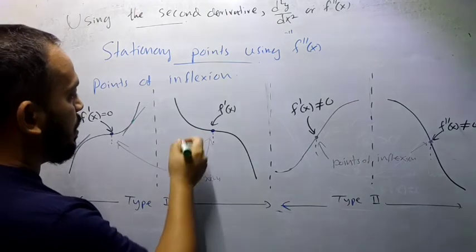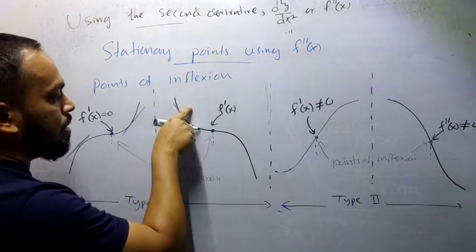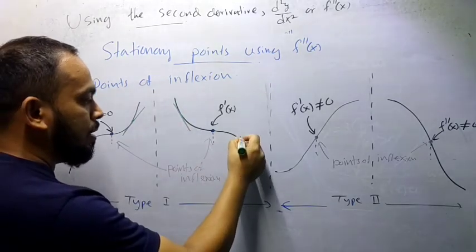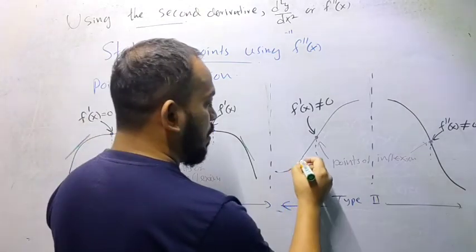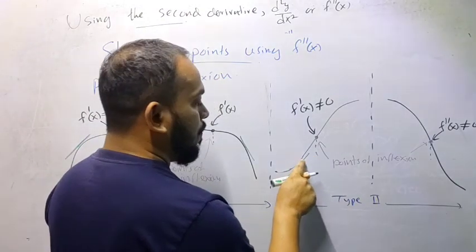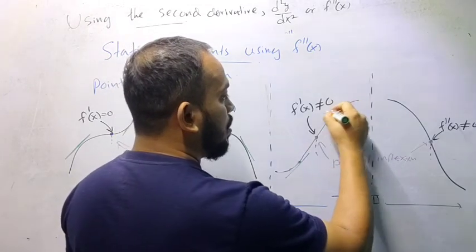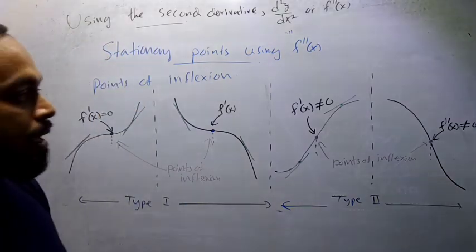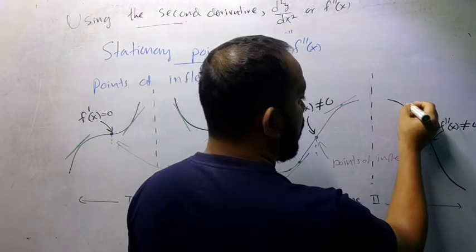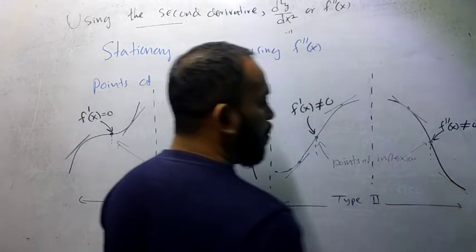What happens here? The function stays above the tangent. On this side, the function stays below the tangent. Same thing. The function stays above the tangent. After the point of inflection, the function stays below the tangent line. Same thing. The tangent is above, and in this case the tangent is below.